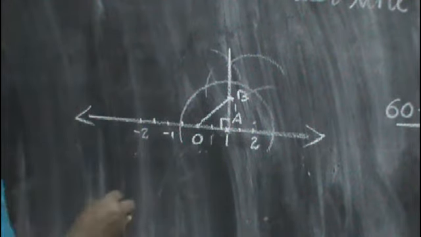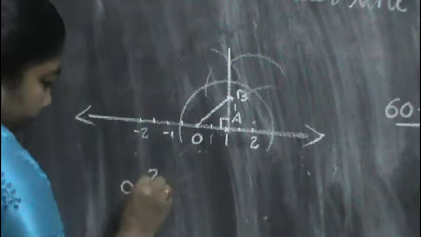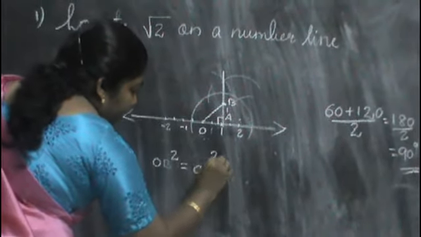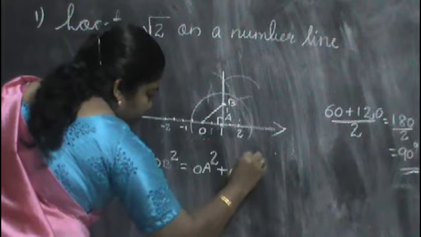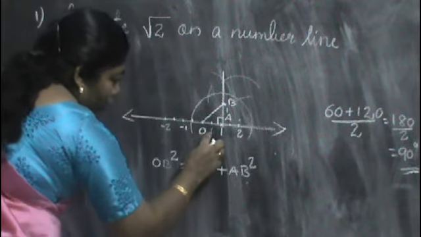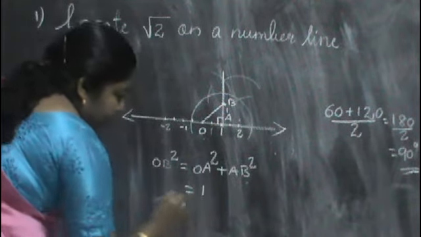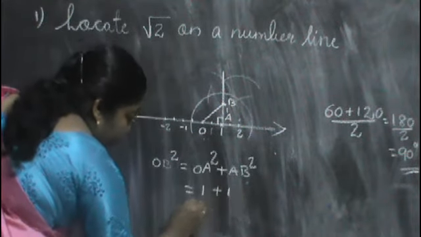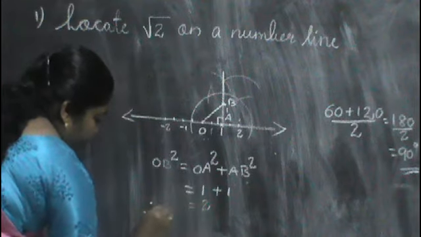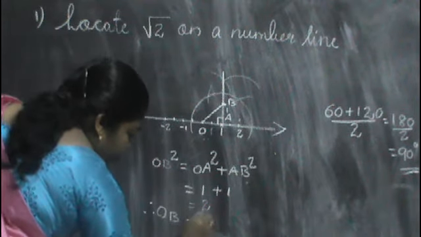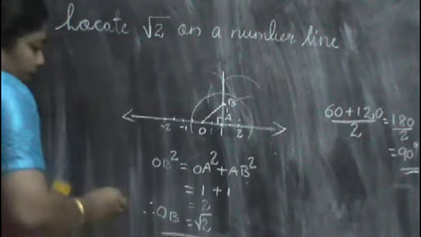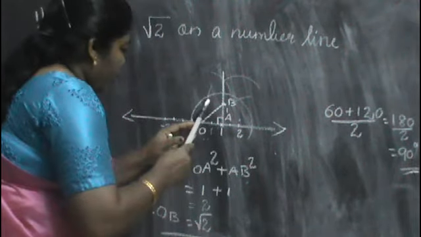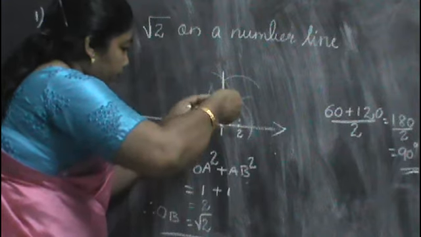By Pythagoras theorem, what is OB square? OB square is equal to OA square plus AB square. That is equal to what? How much is OA? 1 square. 1 square is 1, plus how much is AB? 1. 1 square is 1. That is equal to 2. Therefore, OB is equal to root 2. Therefore, this distance OB represents root 2.